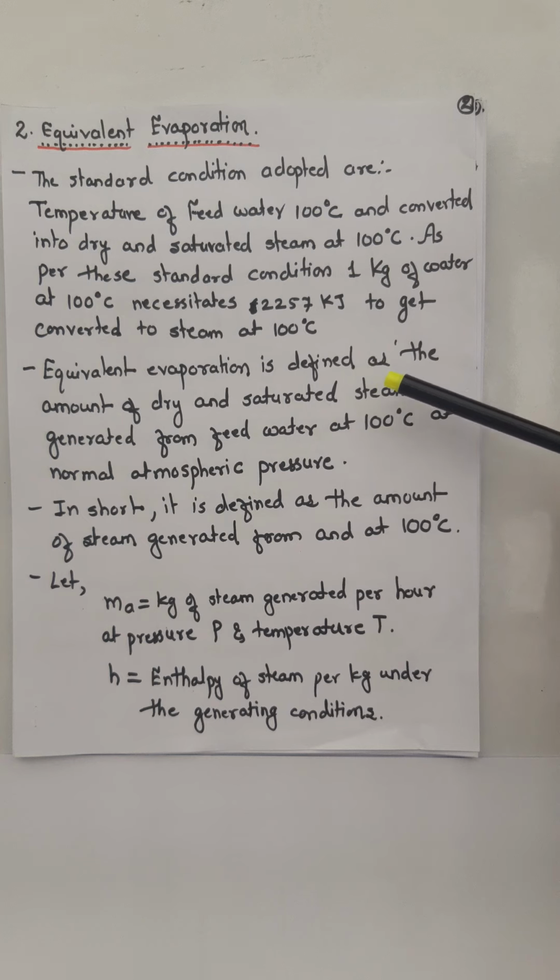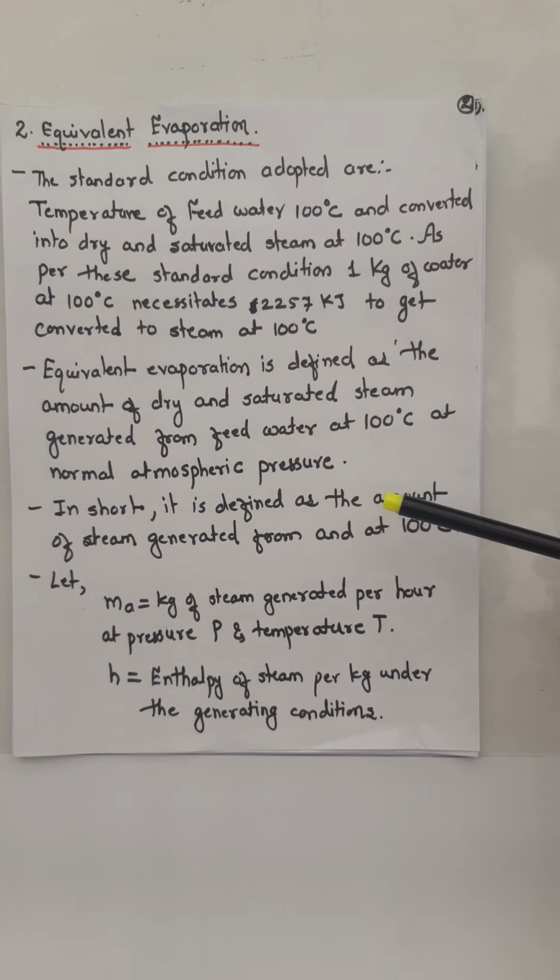So the equivalent evaporation is defined as the amount of dry and saturated steam generated from feed water at 100 degrees centigrade at normal atmospheric pressure. So in short, we can define it as the amount of steam generated from and at 100 degree centigrade.